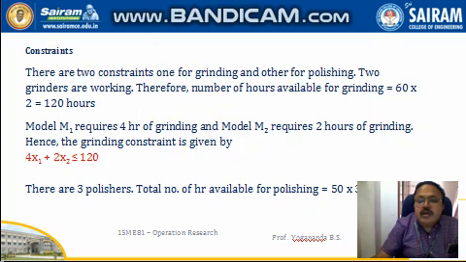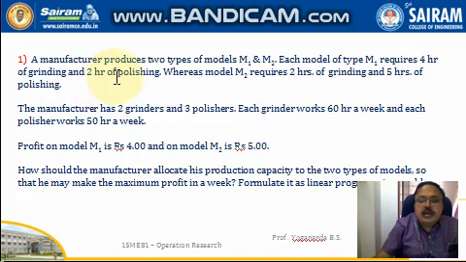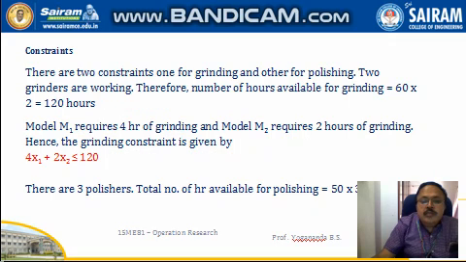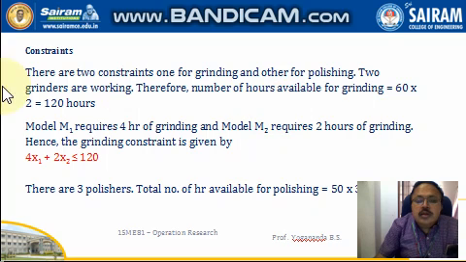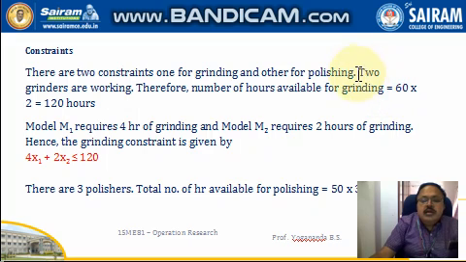Now the number of hours available for grinding. It is said that a grinder is available for 60 hours a week, and a polisher is available for 50 hours a week. So the number of working hours available for grinding: the manufacturer has two grinders. For each grinder, the number of hours available is 60 hours. So for two grinders, it is 60 into 2, that is 120 hours.